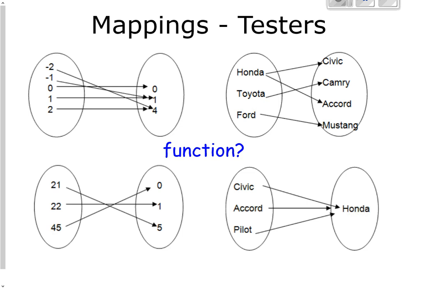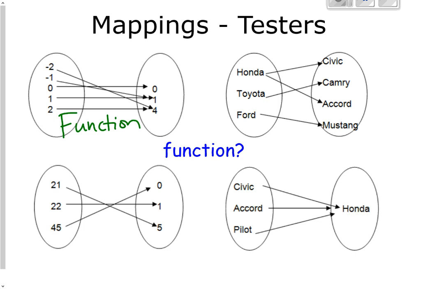Okay, so now we're back. So I'm looking at the top left-hand corner, and I can see negative 2 goes to 4, negative 1 goes to 1, 0 goes to 0, 1 goes to 1, 2 goes to 4, but each of those inputs has exactly one output, so we would say this is definitely a function.